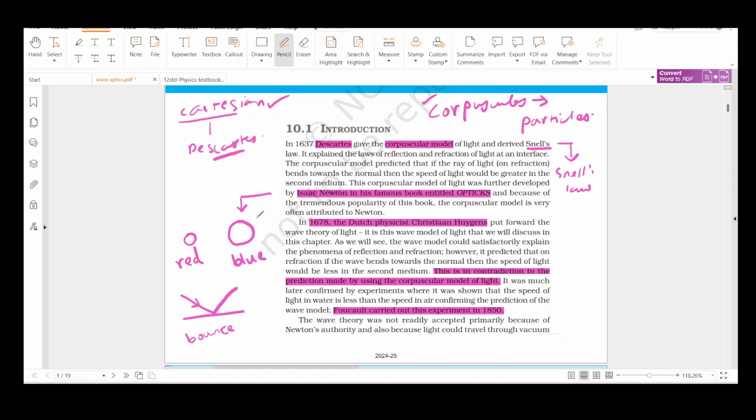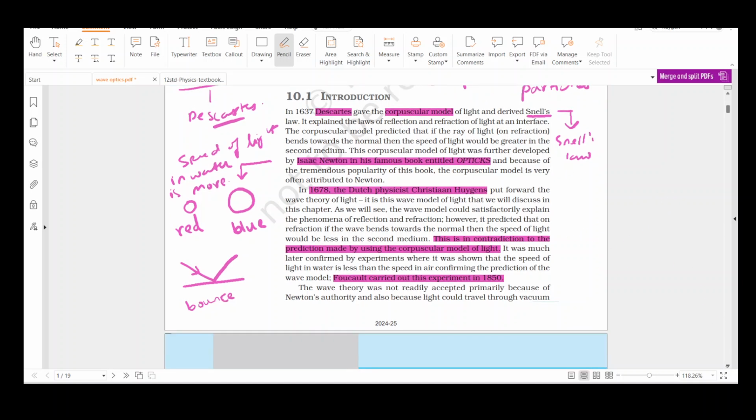So Newton was wrong, and also he said that the speed of light in water is more compared to the speed of light in vacuum. This is what Newton said. So he was wrong in this sense as well. So yeah, this is an example. I mean, even great scientists can be right at one place and can be wrong at some other place.